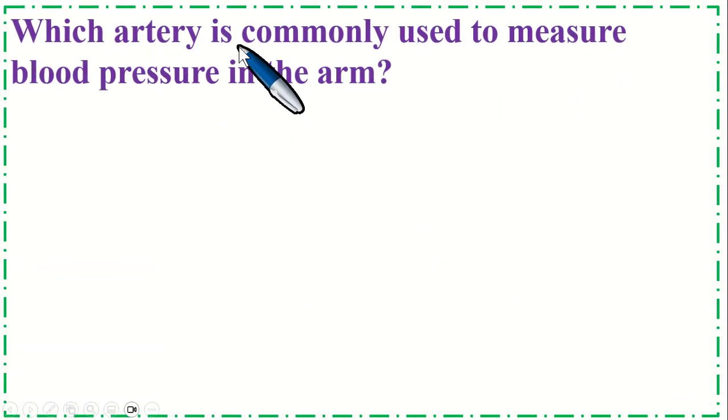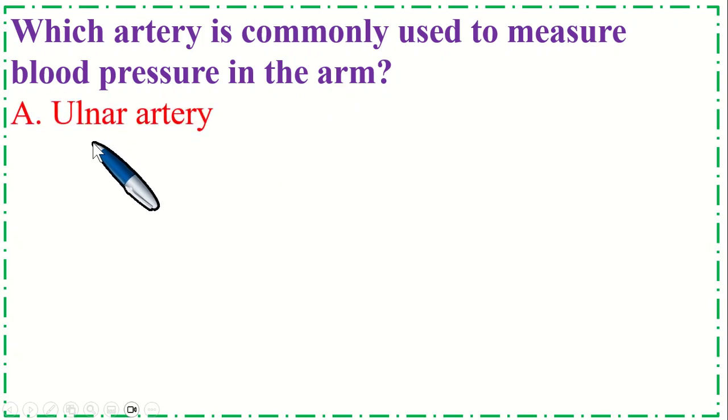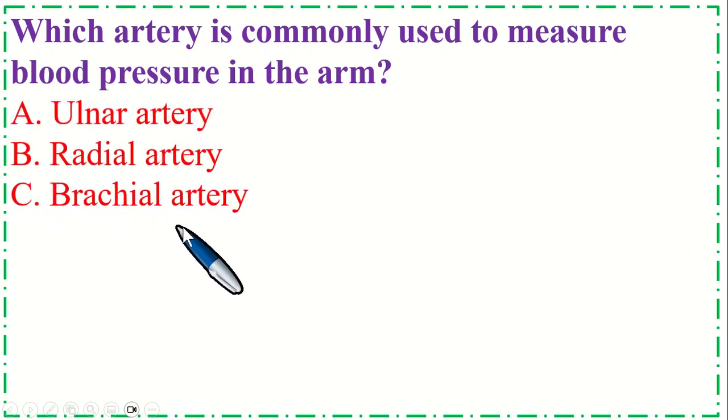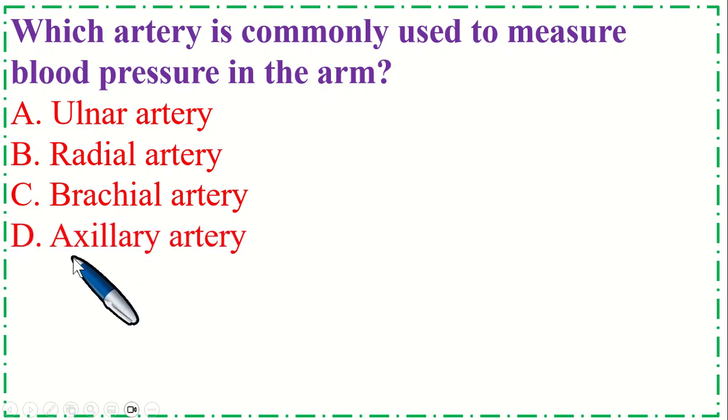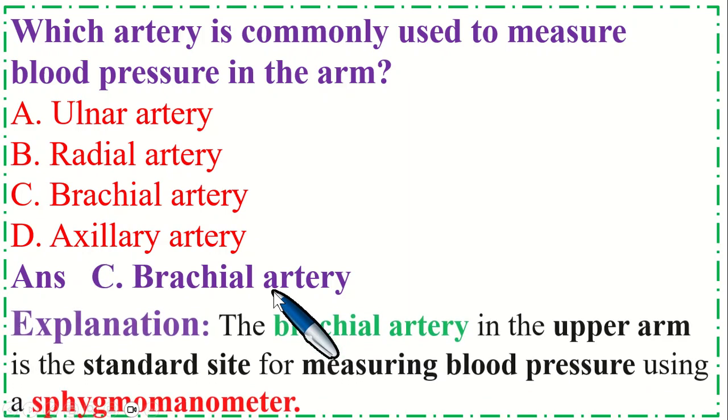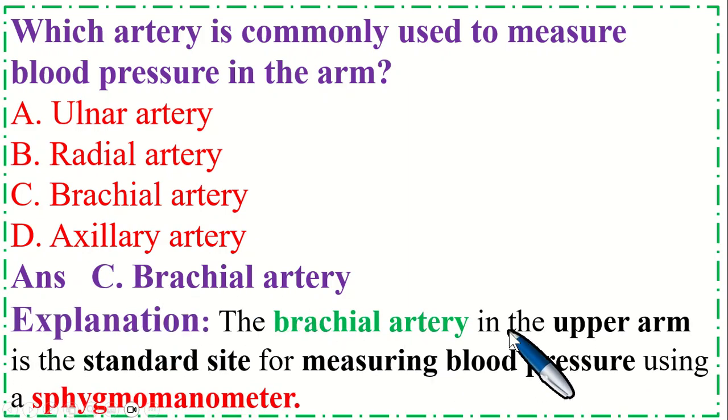Which artery is commonly used to measure blood pressure in the arm? Option A ulnar artery, B radial artery, C brachial artery, and option D axillary artery. So the correct option is C brachial artery. Explanation: the brachial artery in the upper arm is the standard site for measuring blood pressure using a sphygmomanometer.